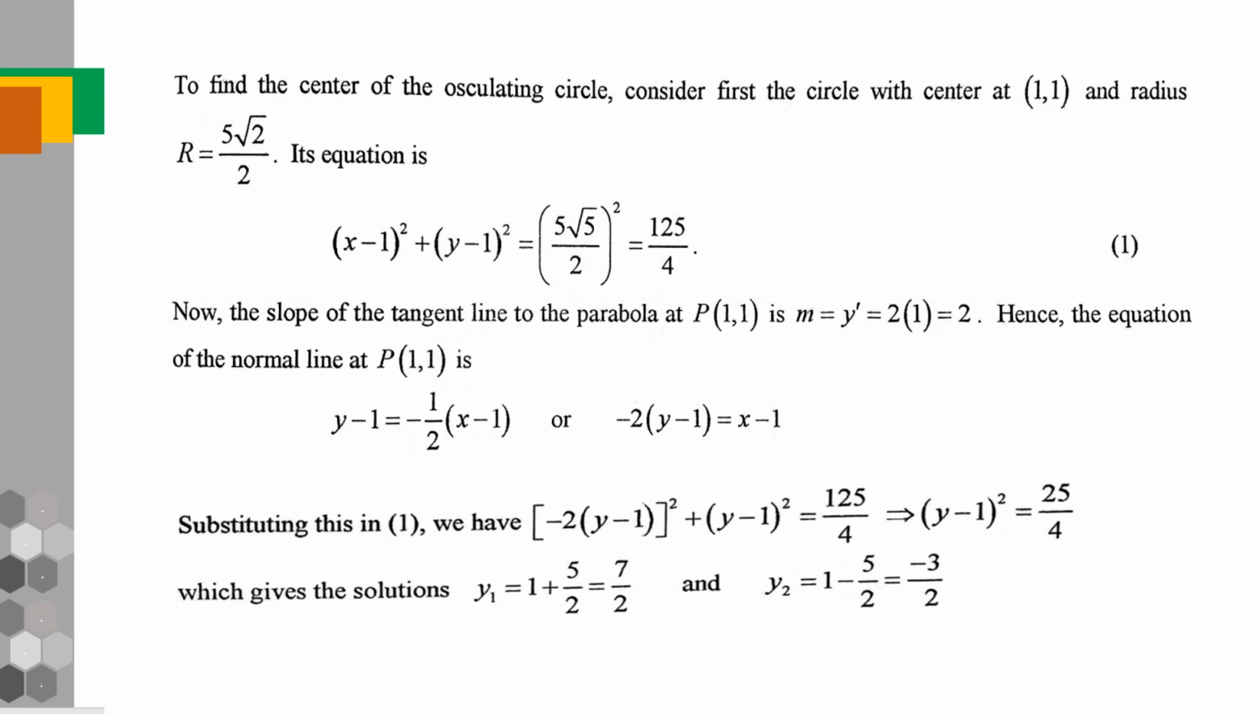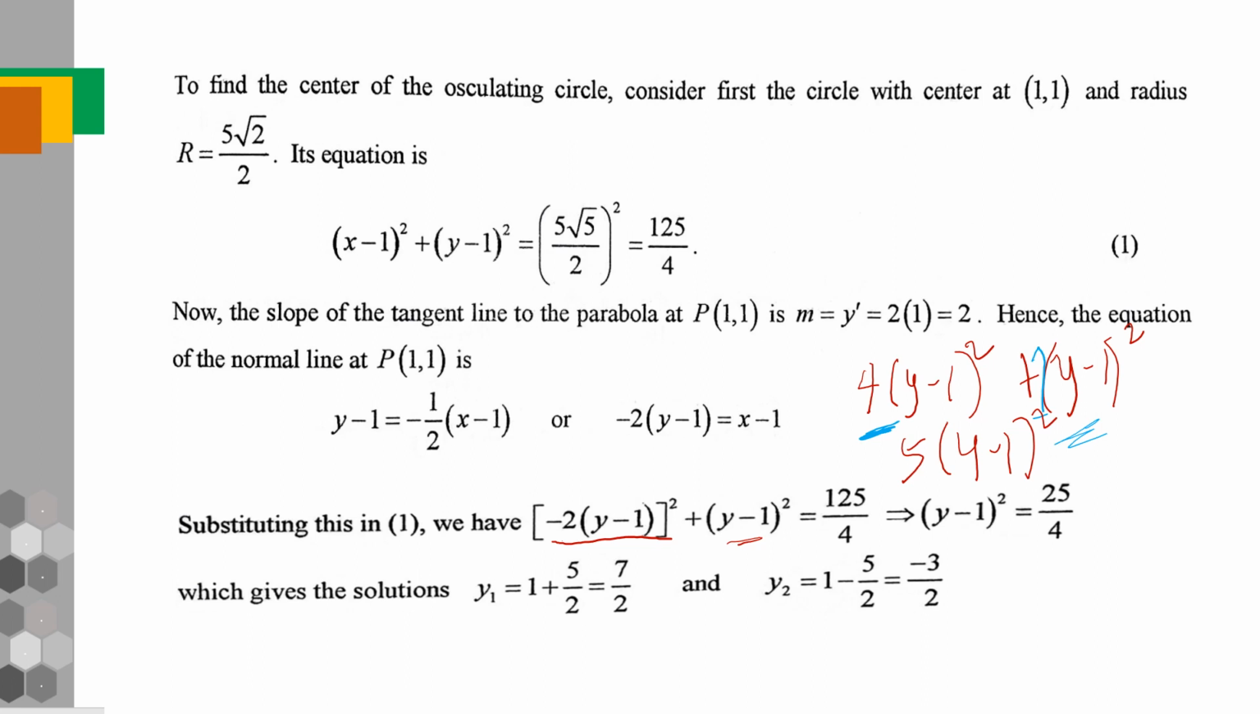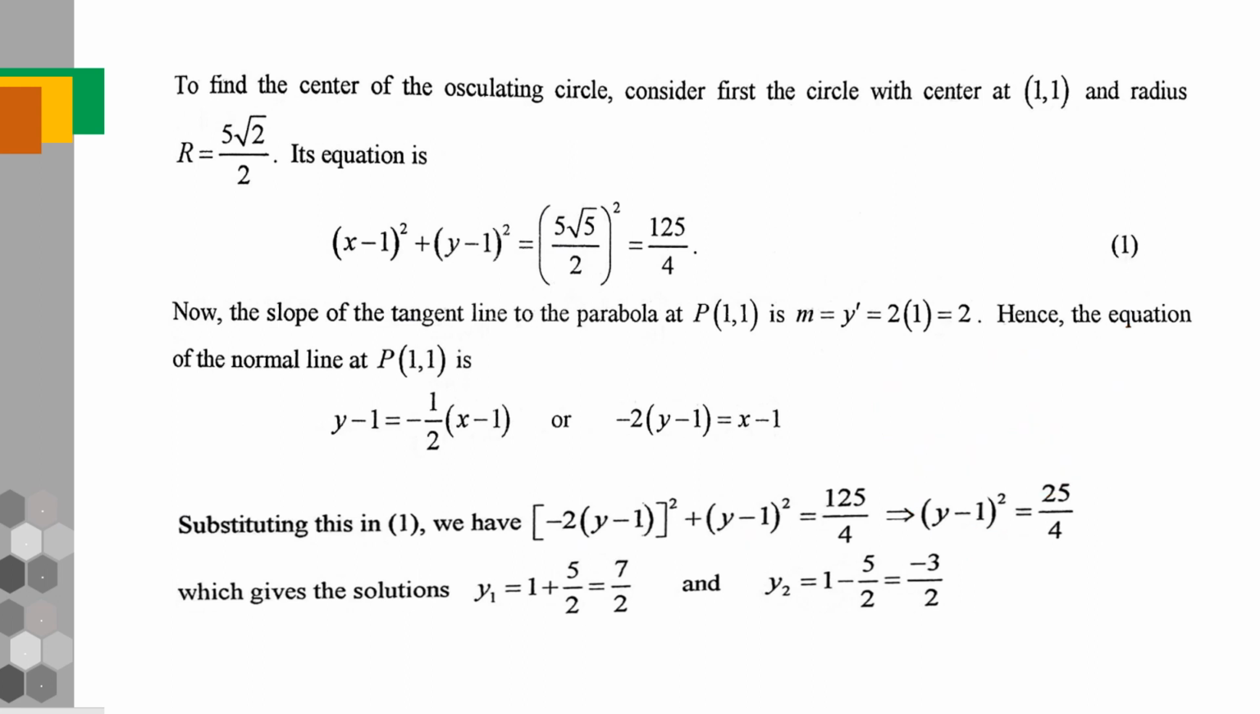If we evaluate this, it becomes positive 4 times (y minus 1) squared, plus (y minus 1) squared. So we have four of (y minus 1) squared plus one of (y minus 1) squared, so we have 5 times (y minus 1) squared. This equals 125 over 4, but if you divide both sides by 5, or multiply by 1 over 5, it cancels, and it becomes 25 over 4.